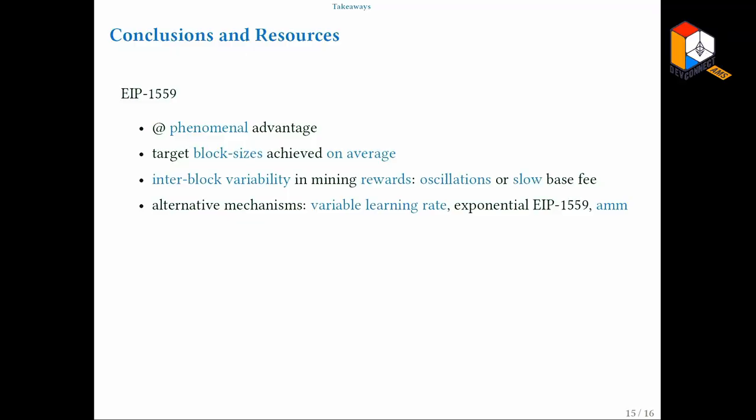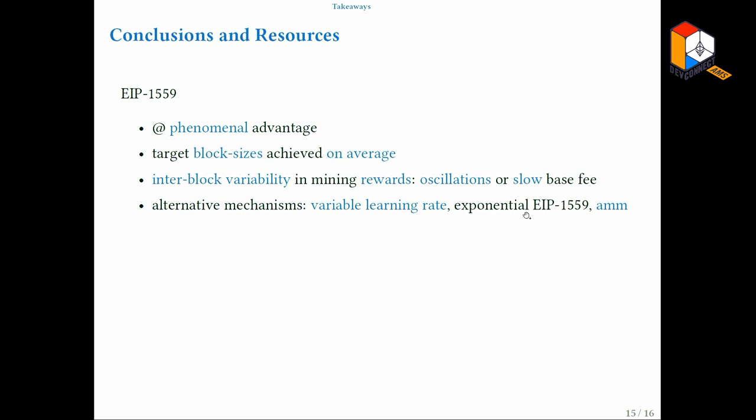As a very short takeaway, block sizes are achieved on average. Of course, this leaves us with the interblock variability. It was argued before that it's not a big problem, also by Vitalik and the previous speakers. And maybe just as a side note, these oscillations create differences in mining rewards, which may be a source of concern for miners. Also, it's worth studying alternative mechanisms under the constraints that I mentioned, keeping it simple and able to be studied, so with variable learning rate.